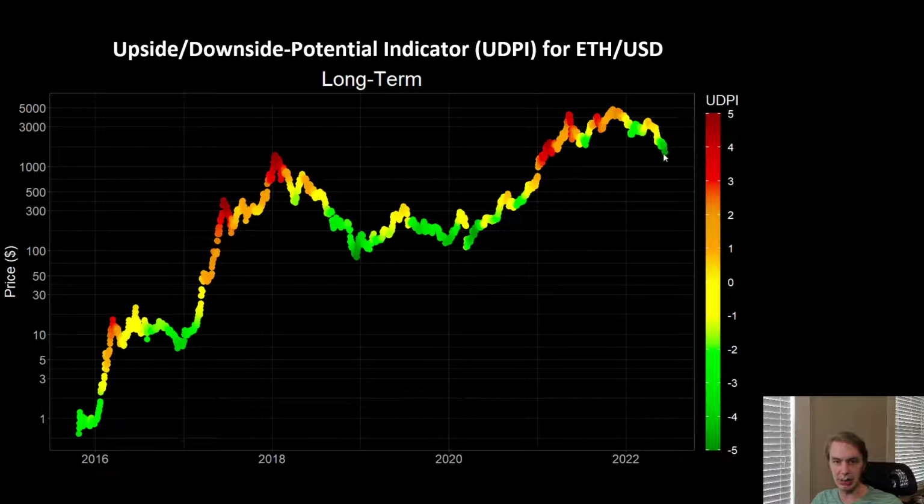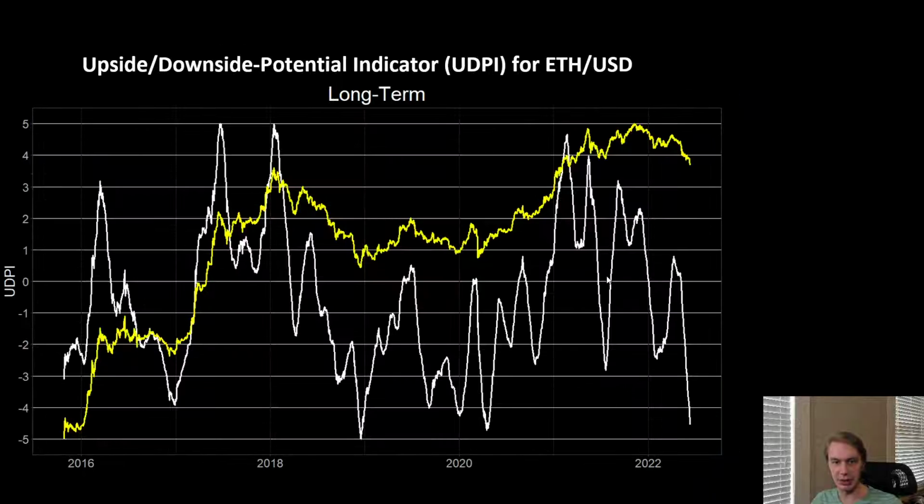And what you'll see is that we're dipping back down into the deep green zone, which we've only ever seen really a couple times before. I'm going to show the raw output of the model with the Ethereum price overlaid on top to get a closer look at this. So UDPI level is now on the y-axis, and the white line is the UDPI level.